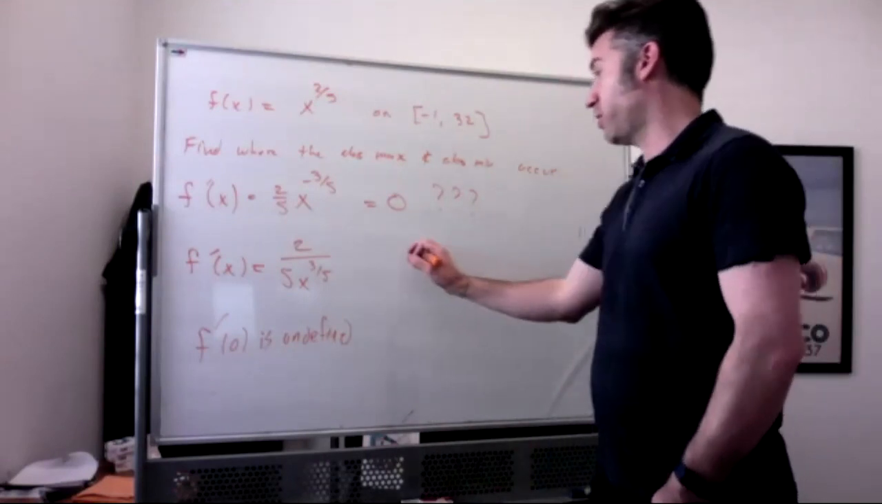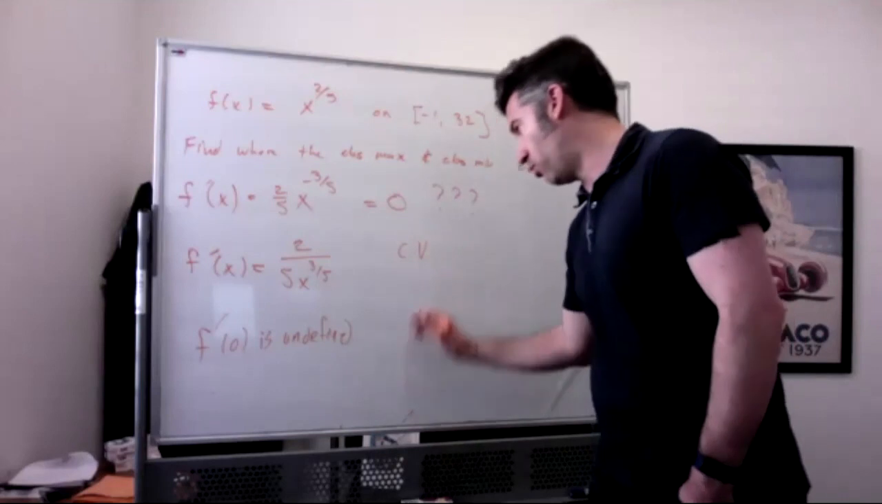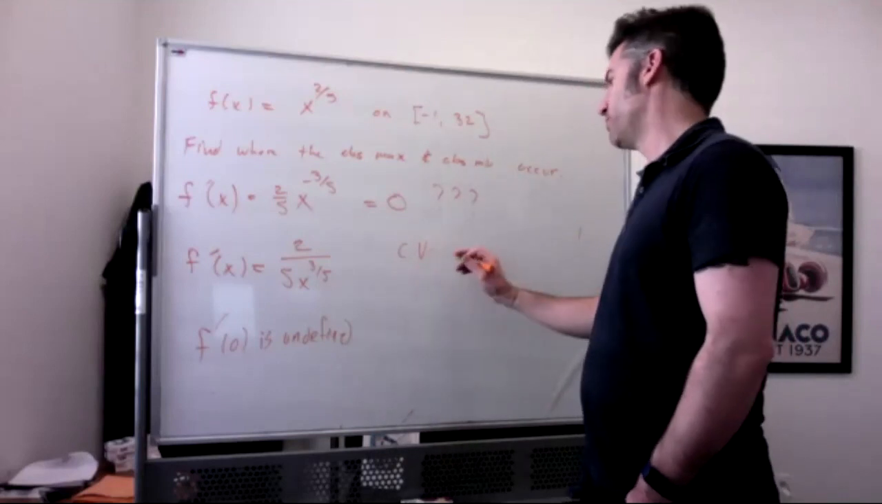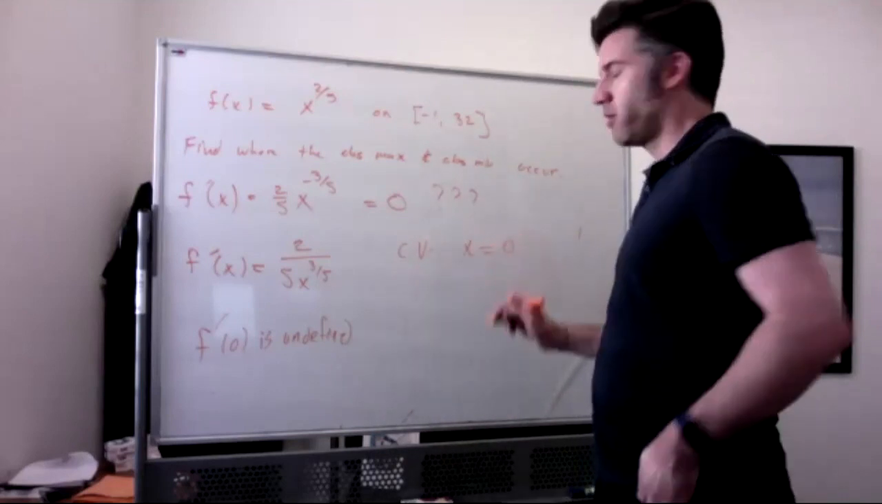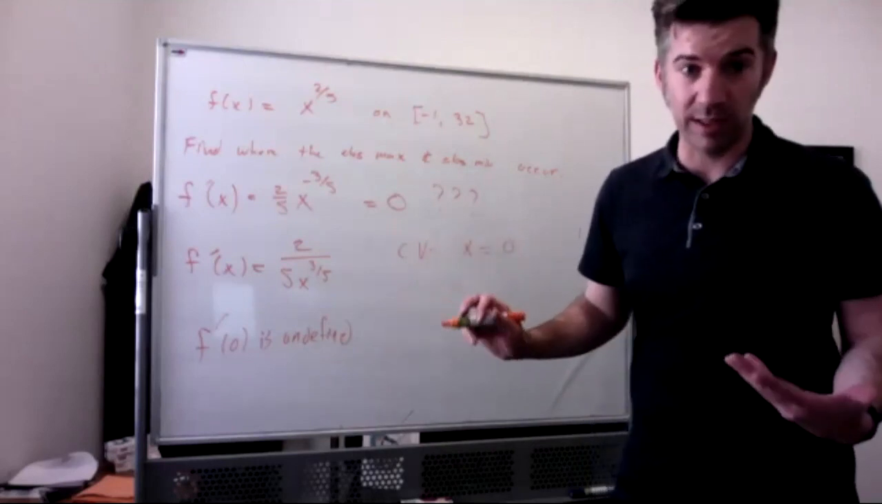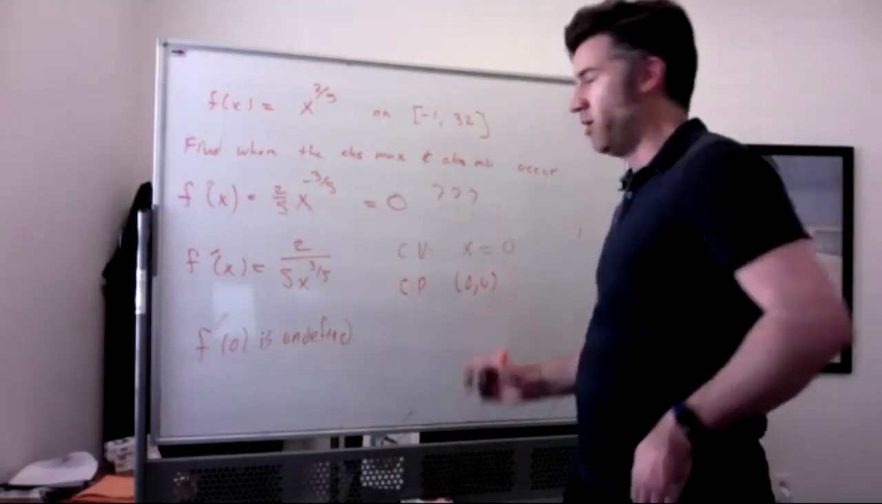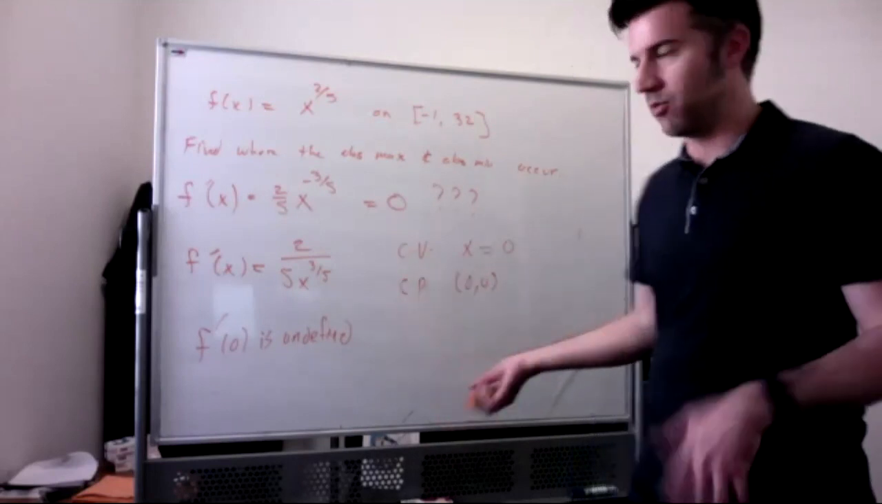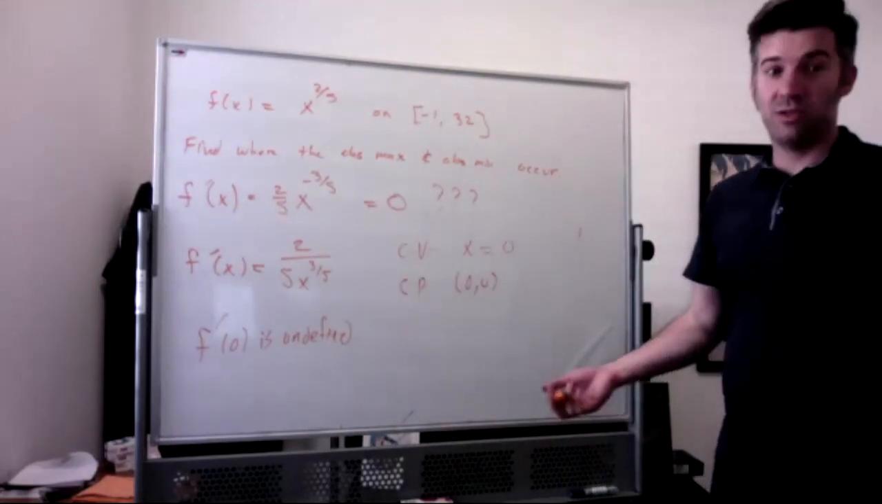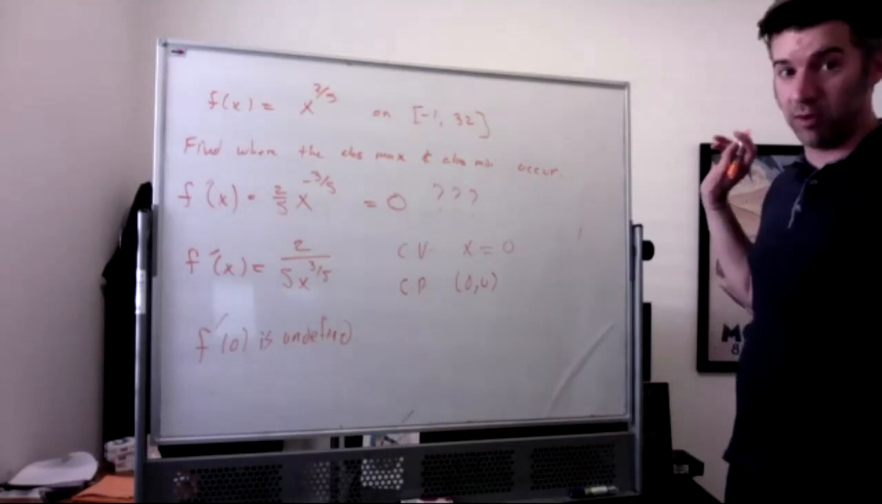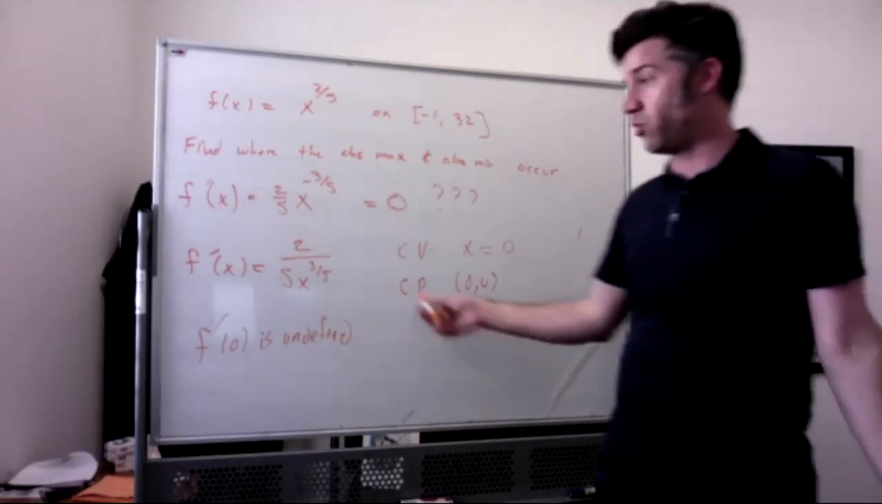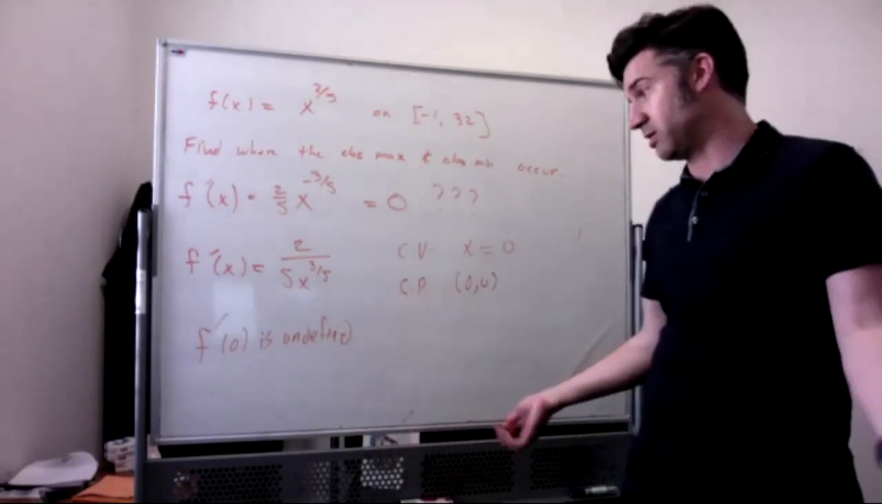So our critical point, not critical value, is x equal to 0. Critical point would be the x and y coordinate, right? If I say critical point, it would be 0, 0. The critical value is x equal to 0. So that's our only critical value, right? There's only one place where this derivative is undefined and it happens to be x is 0.